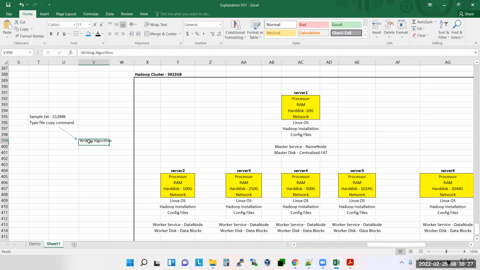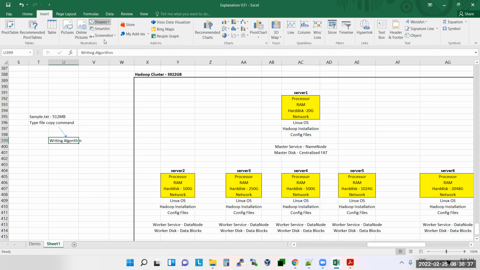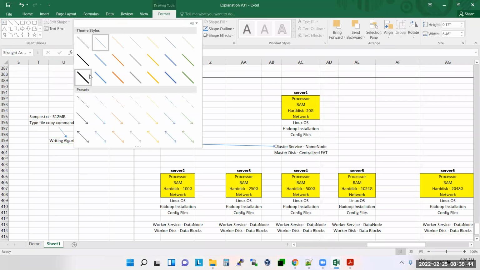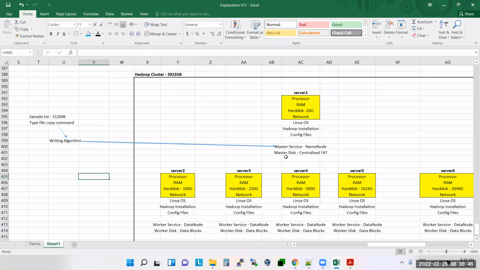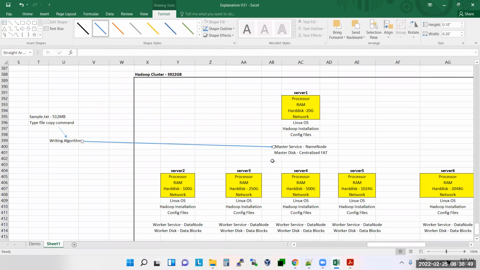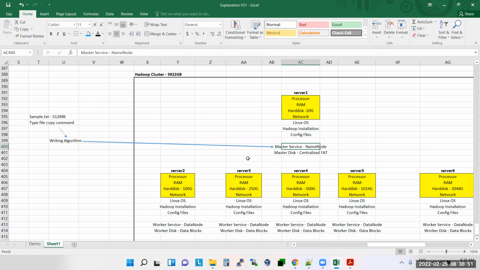What will this writing algorithm do now? The writing algorithm will contact the name node first. Understood, sir? The writing algorithm is contacting the name node and asking, hey, name node, who is the master service here? Hey, name node, I want to write sample.txt, which is 512 MB in size.